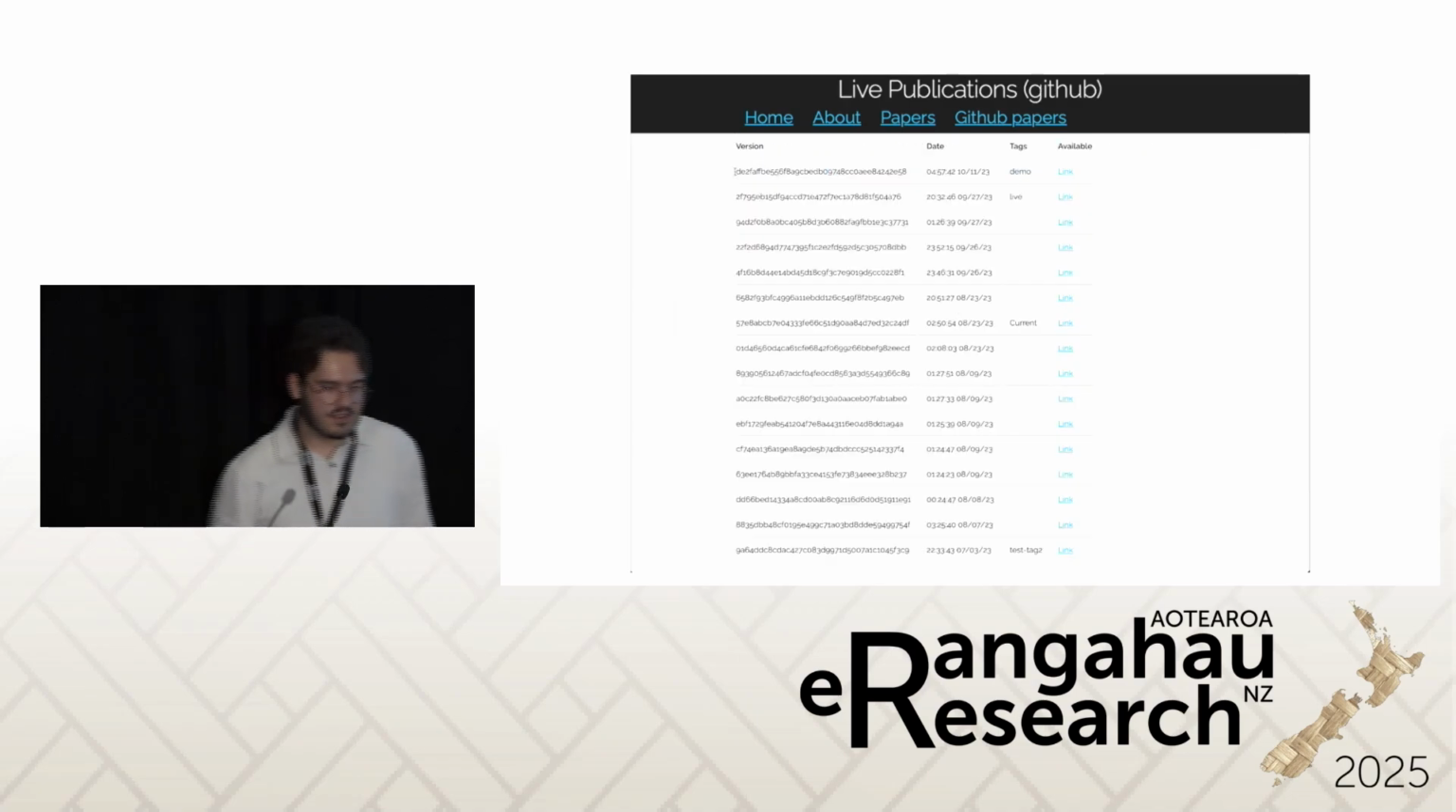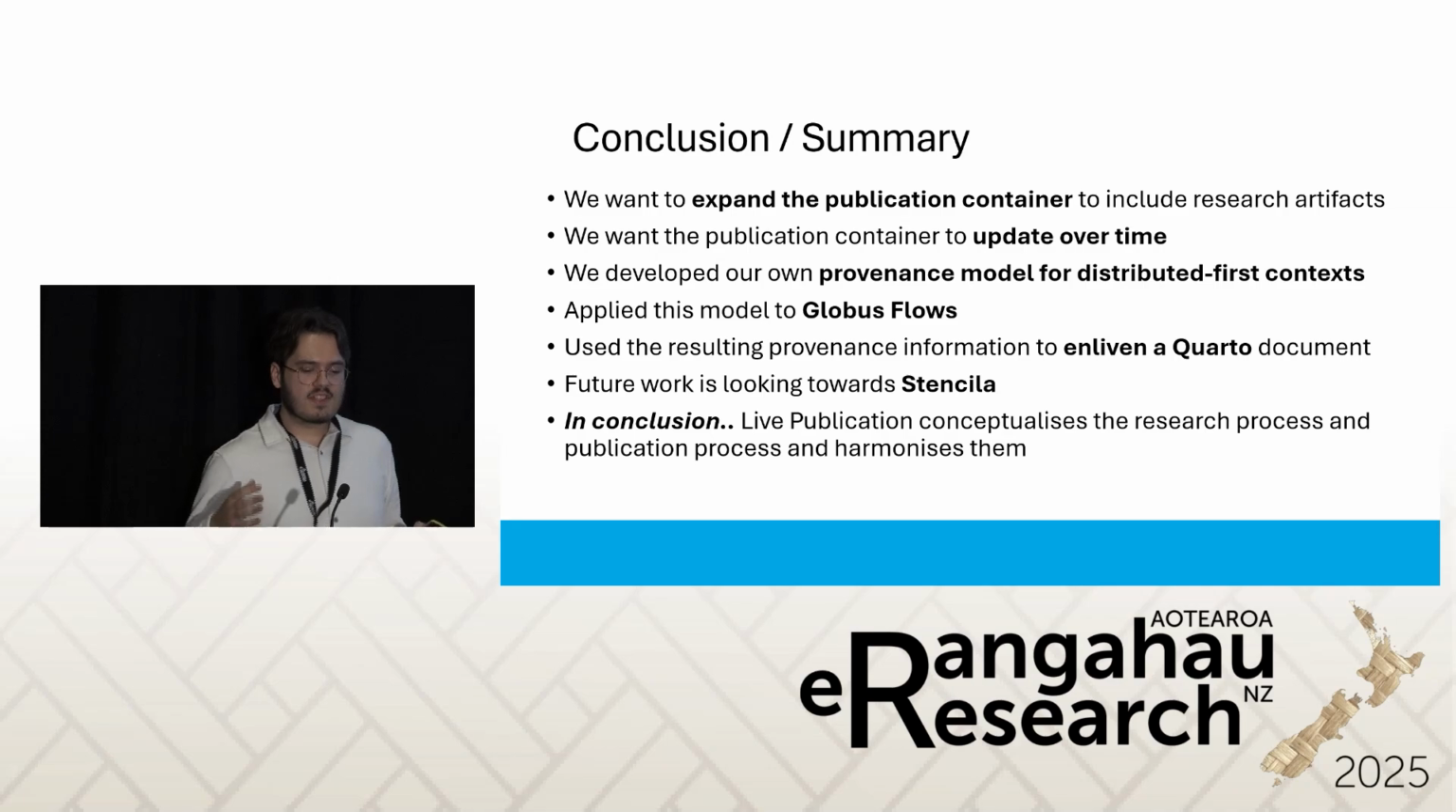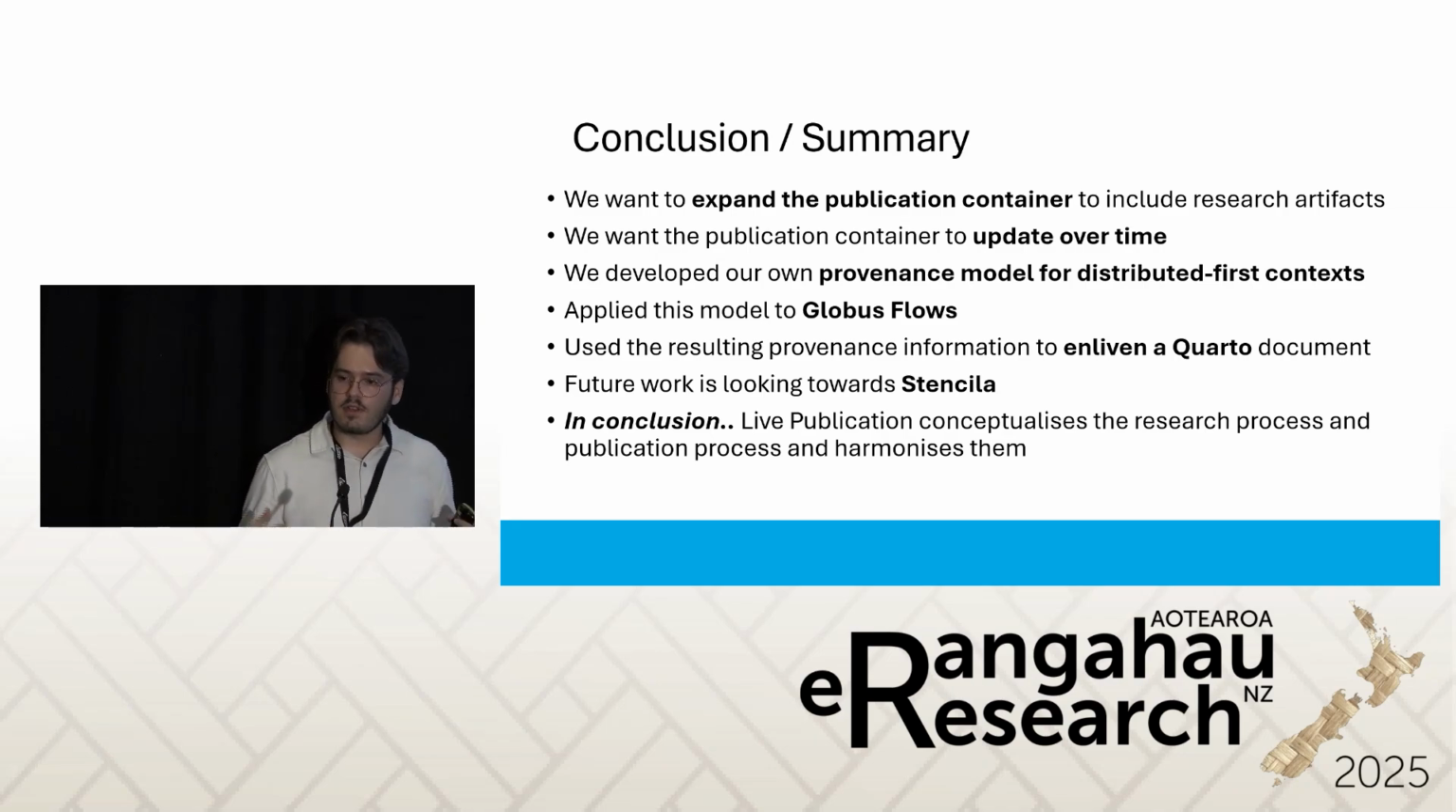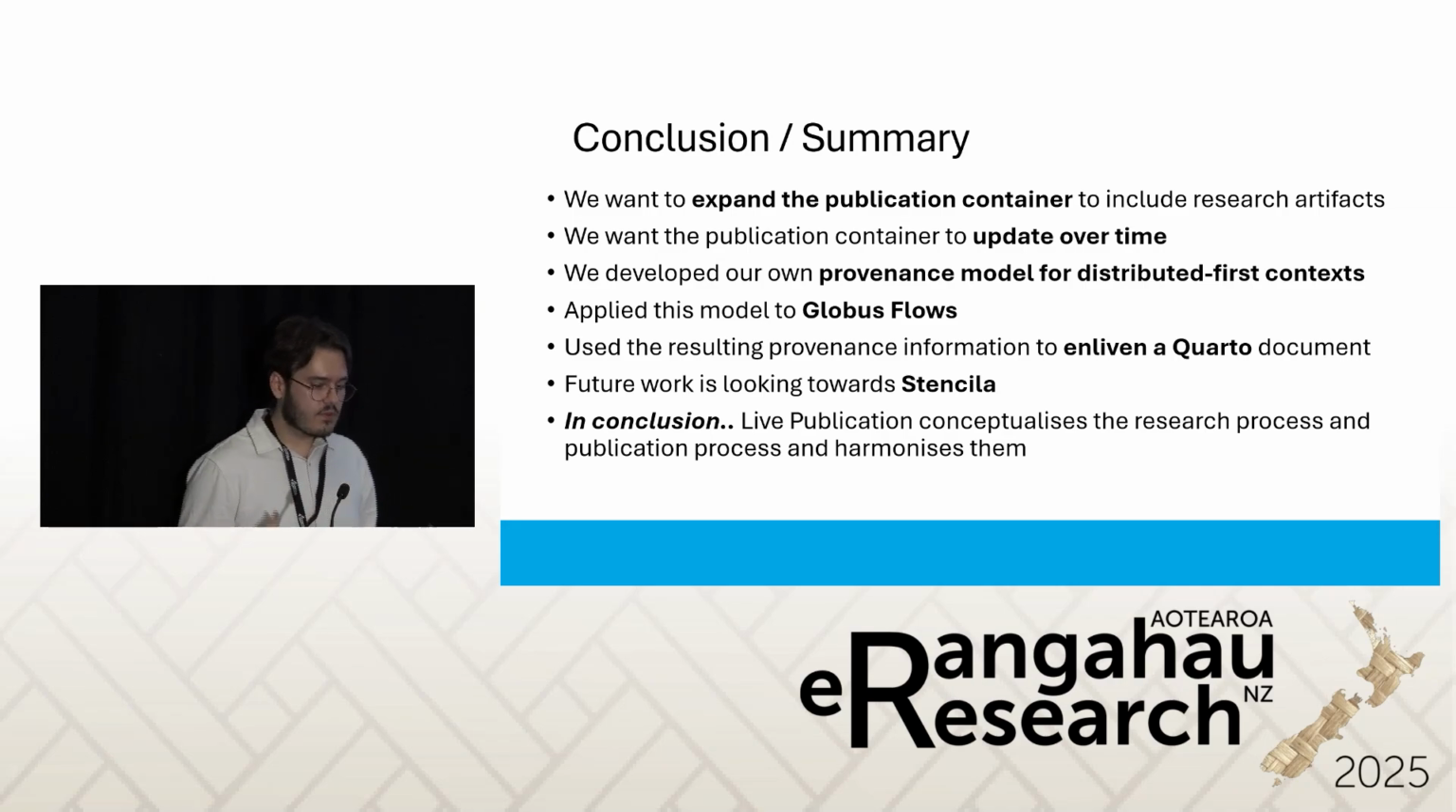There we go. So in summary, we're expanding the publication container to include research artifacts that evolve over time. We developed a provenance model for distributed workflow contexts, applied it to Globus flows, and used the resultant insights to enliven a Quarto document. Next, we're exploring Stencilla. LivePublication unifies the research and publication processes, making our articles an emergent property of research performed.